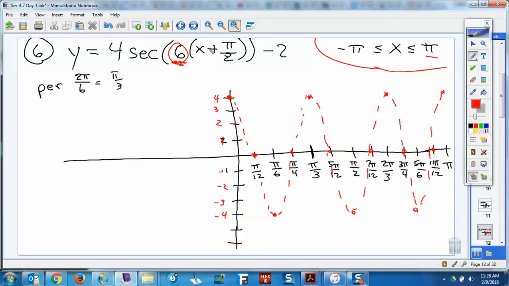All right, now we got to do what? We got to shift it left pi halves, which was how many marks? 6 marks. So I guess I will put them in. I'm not going to label them. 3, 4, 5, 6. So I'm going to go over 6 marks, and I got to go down 2. So I'm going to take this one, go over 6 marks, down 2. This one, go over 6 marks, down 2. This one, over 6 marks, and down 2.